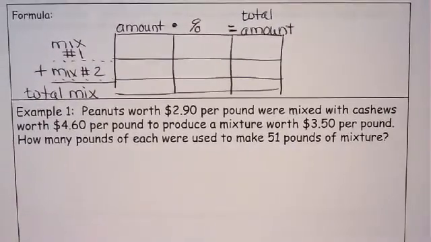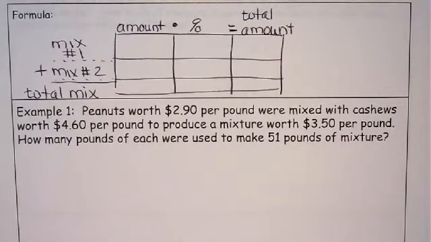Now, let's look at our first example, and let's see how this table is going to help us organize our information and set up an equation. All right, so if I look at the first example, peanuts worth $2.90 per pound were mixed with cashews worth $4.60 per pound to produce a mix that is worth $3.50 per pound. How many pounds of each were used to make 51 pounds of the mixture?